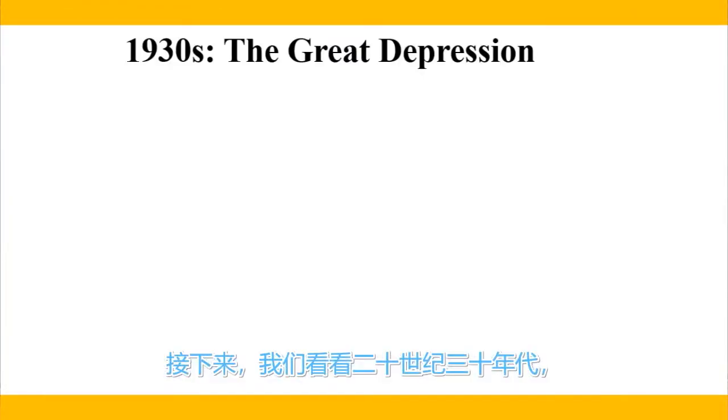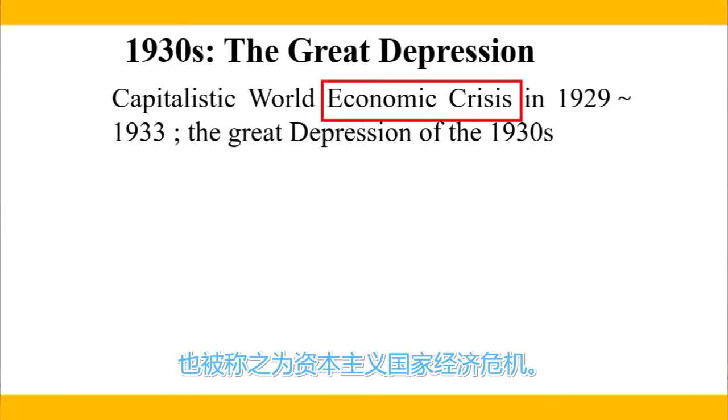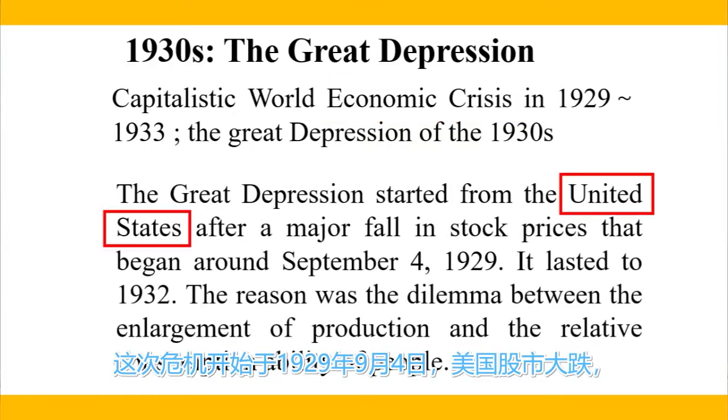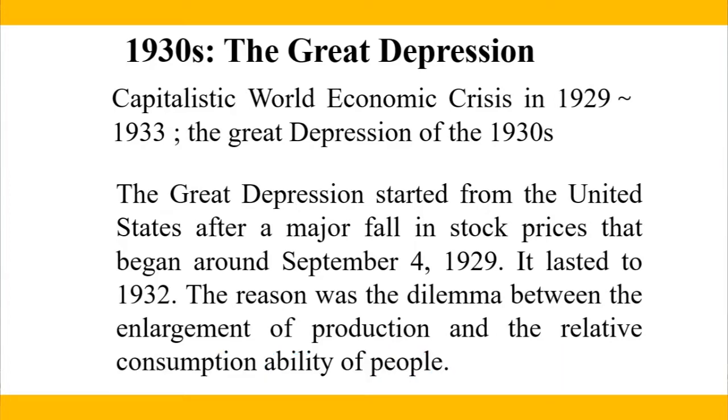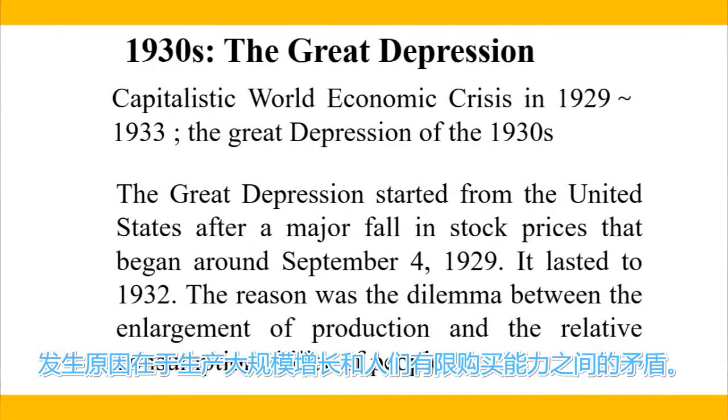Okay, next, we will go to the 1930s. In the 1930s, one big event took place: the Great Depression. It was also called the capitalist world economic crisis. It began in the United States, just after a major fall in stock prices that began around September 4th, 1929. It lasted until 1932. The reason was a dilemma between the enlargement of production and the relative consumption ability of common people.